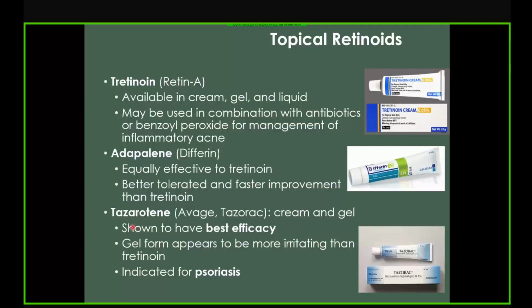And then your tazarotene. Both of these, your patient could potentially get over the counter, depending on what strength they're getting. Your tazarotene cream and gel has the best efficacy, only behind the counter. You see that the gel is more irritating than the tretinoin, which we said. So this is number 1 irritating, number 2 irritating, number 3 irritating. Indicated more so for your patients who have psoriasis.